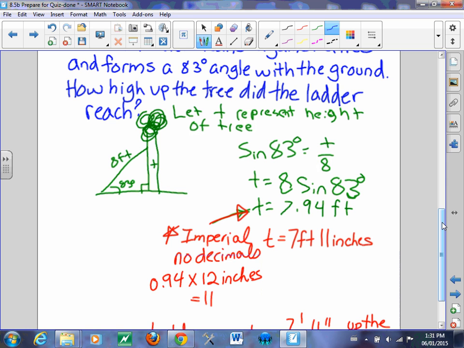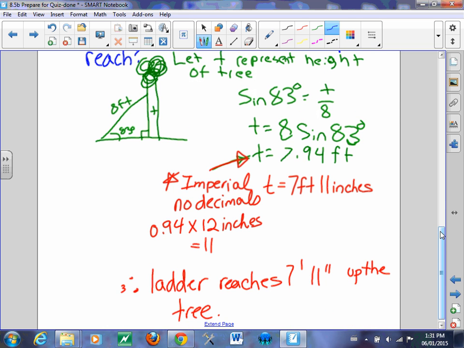Okay. Please be careful. I know the student gave the answer of 7.94. Be careful though. Imperial has no decimals, so you could say 7 feet 11 inches. Remember, what you do is you take the decimal part and times it by 12 to get the number of inches. So therefore, the ladder reaches 7 feet 11 inches up the tree.